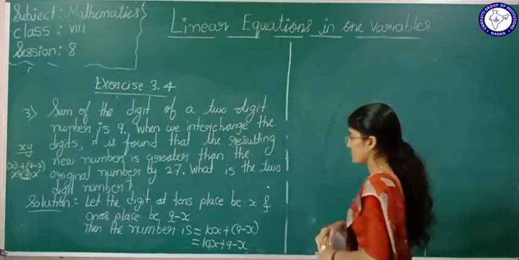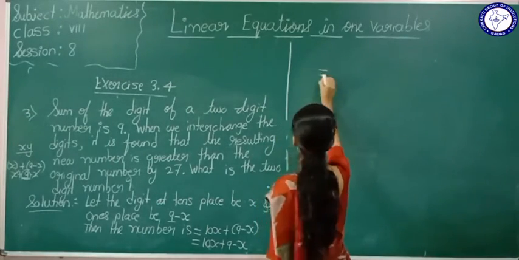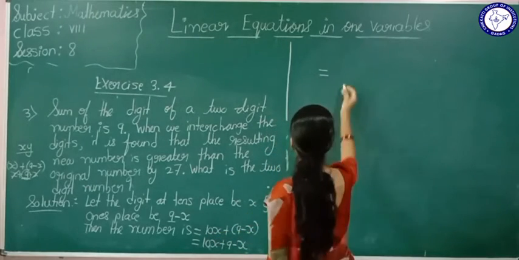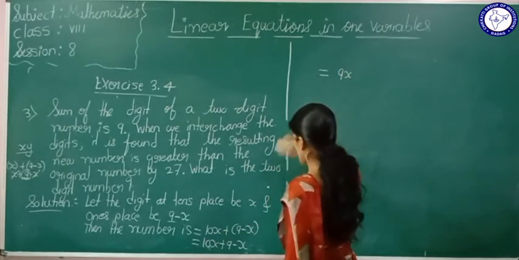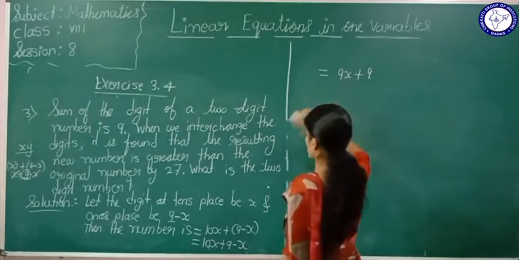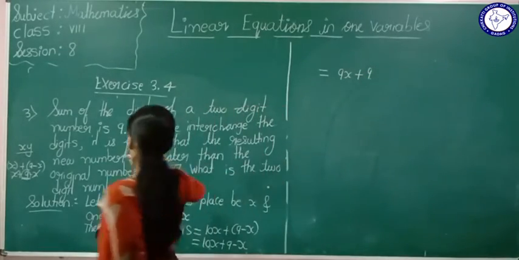Now if we simplify this, what will we get? 10x minus x is 9x, so the number is 9x plus 9.